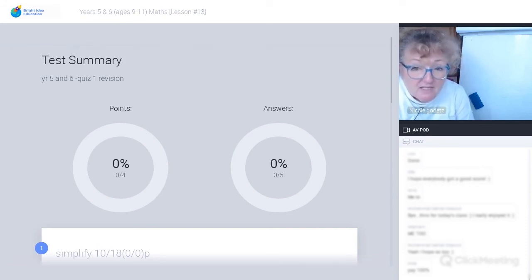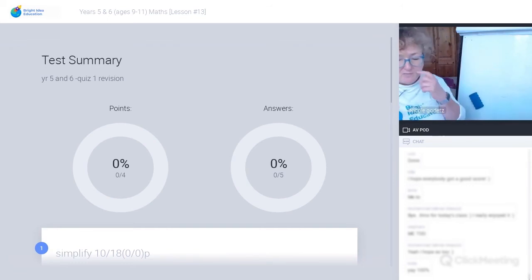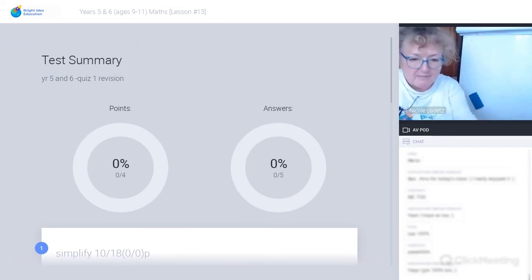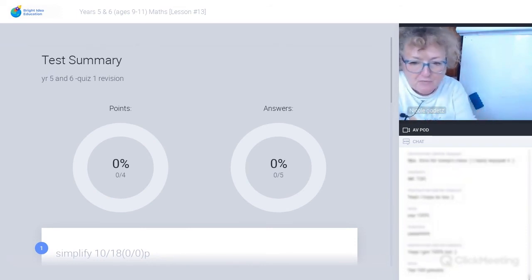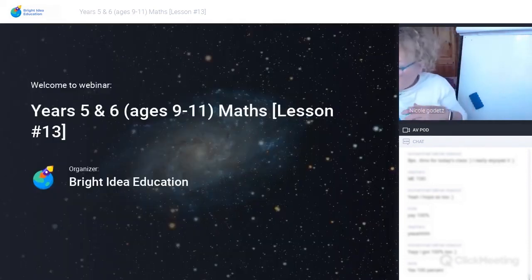If you got 60%, please join lesson 1 and 2 next week. Please, because you can join them and you can really build up your confidence. So well done. Now, we are going to look at some adding and taking away of fractions.